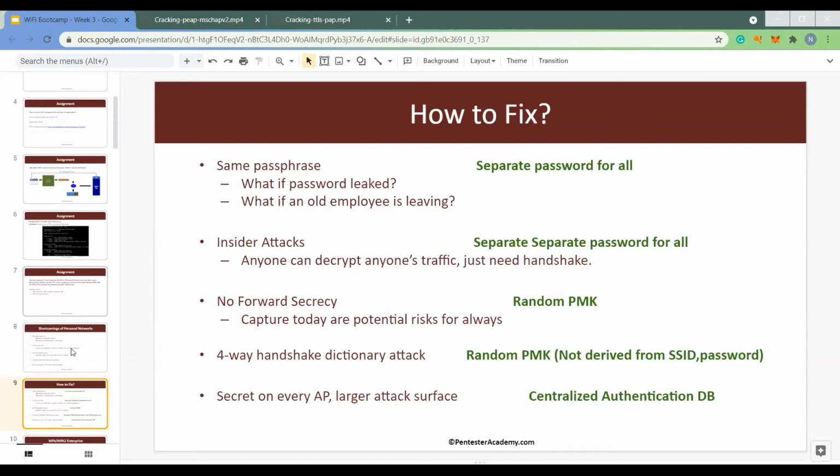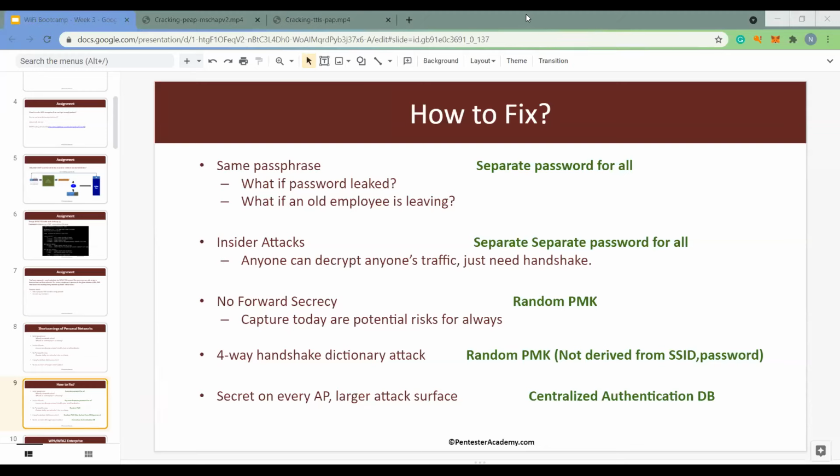So how can we fix these issues? First issue is the same passphrase. If we have separate passphrases or separate passwords for everyone, this will be solved. For the insider attacks, again, the separate password will solve this issue too. Third one, the forward secrecy. If you remember why this is a problem, it is because your PMK, the pre-master key, is derived from your SSID and from your passphrase, right?